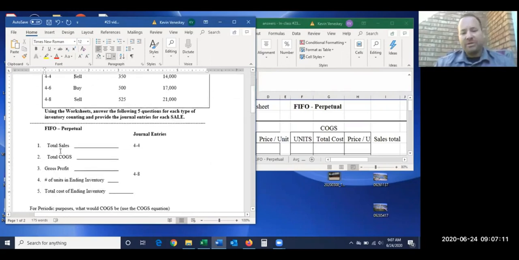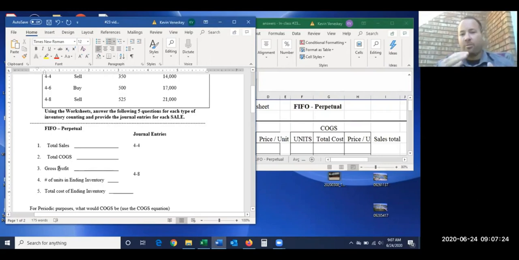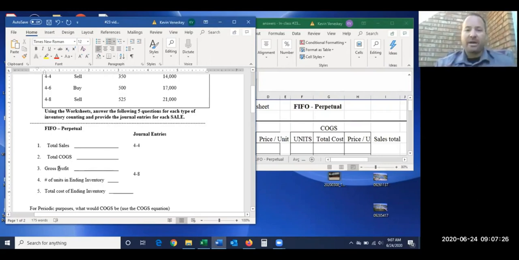So what we're going to do ultimately is keep track. And I want to be able to answer these 5 questions when we get through. I want to know how much in sales did we have? That one's the easier one. What is our cost of goods sold? So then therefore, by taking the difference, how much profit did I make? And then how many items do I have in my ending inventory and what's the cost?